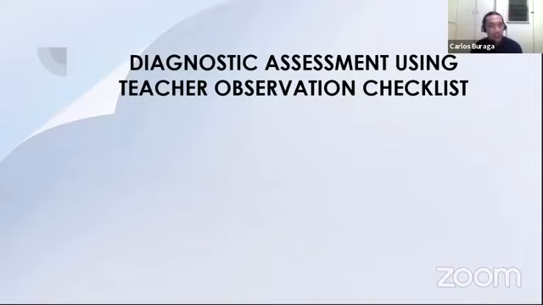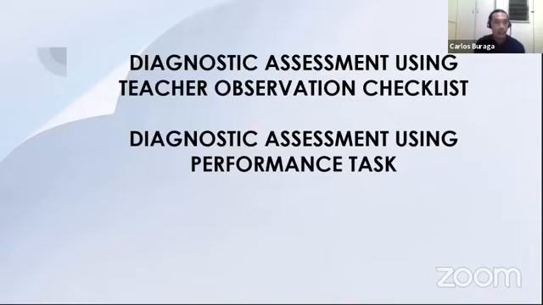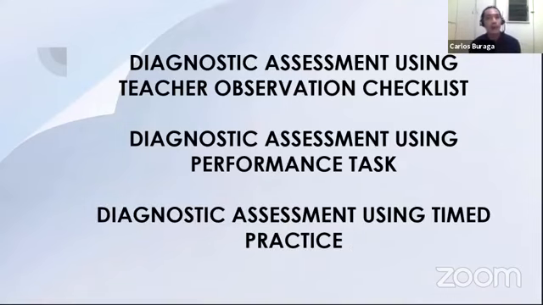Observations assist teachers in gathering evidence of student learning to inform instructional strategies or instructional planning, okay? The second one is diagnostic assessment using performance test. The second way to assess the student is through the use of a performance test, which requires tangible output that serves as evidence of learning, okay? And the third one is diagnostic assessment using timed practice. Timed practice refers to any exercise in which students have a specified amount of time to write, okay?